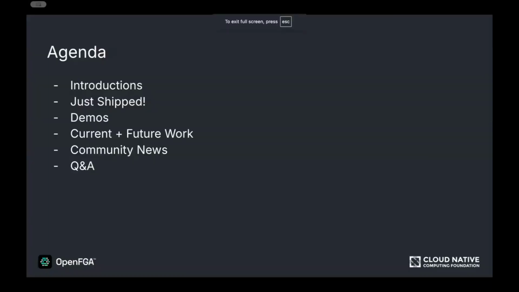What's going to happen in today's community meeting? We're going to have some introductions, talk about what we just shipped. We're going to have, I think, one or two demos. We're going to talk about the current and future work, some community news, and then we're going to have some time for Q&A. If you noticed the message on the Slack channel or in any of our socials, today we wanted to try something new and encourage you all that if you have any questions or any discussions that you would like to have, you can drop them in the chat and then we can make sure to tackle those at the end of the call.